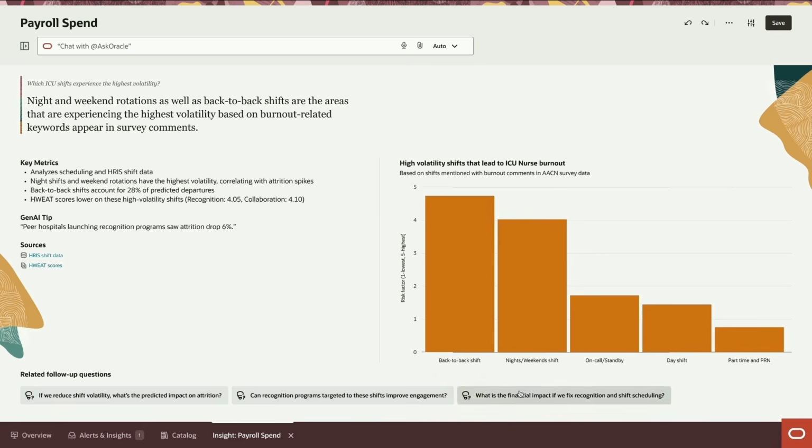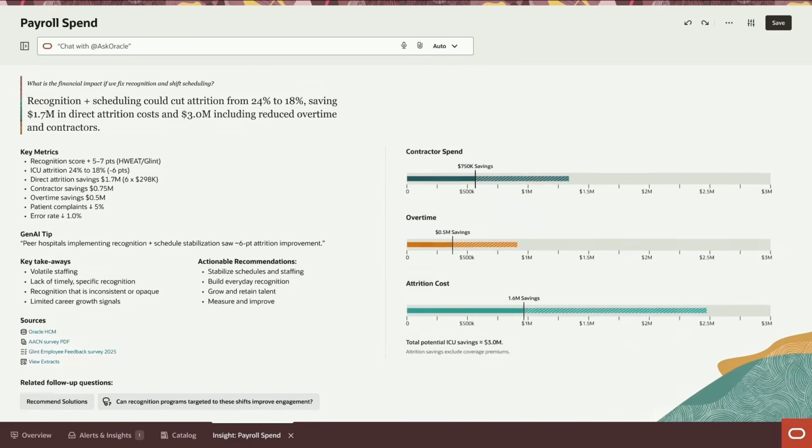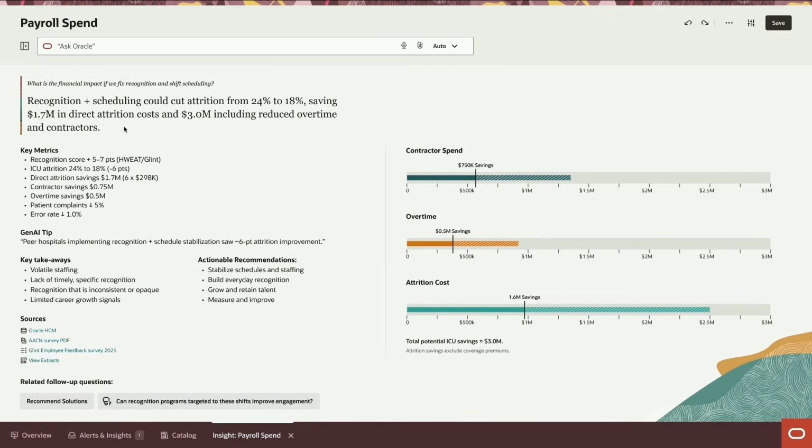She asks for the financial impact of fixing recognition and scheduling. The agent simulates a drop in attrition, about $1.7 million in annual savings, alongside a projected reduction in patient complaints and lower error rates. People benefit, operations improve, and finance sees a clearer return on investment.